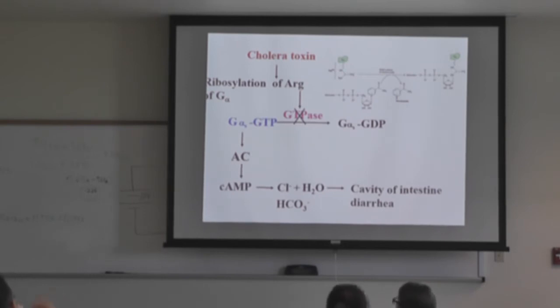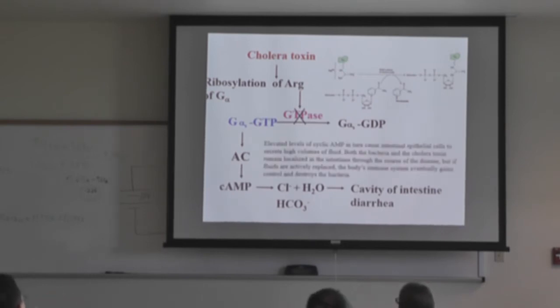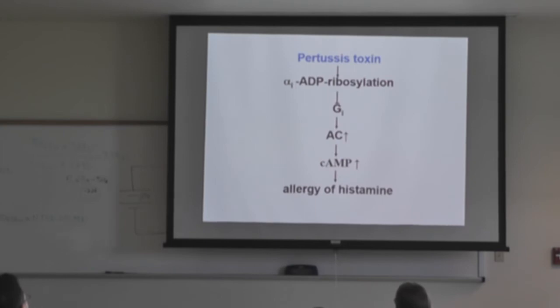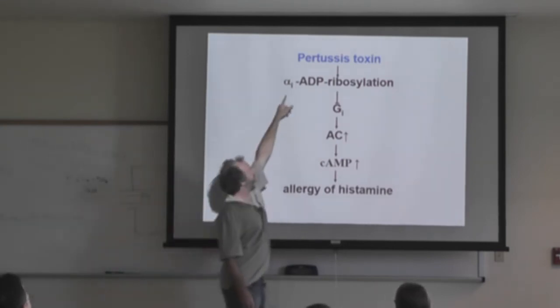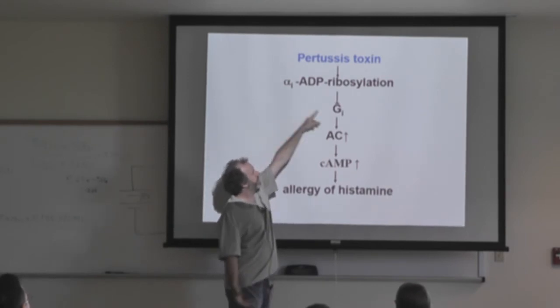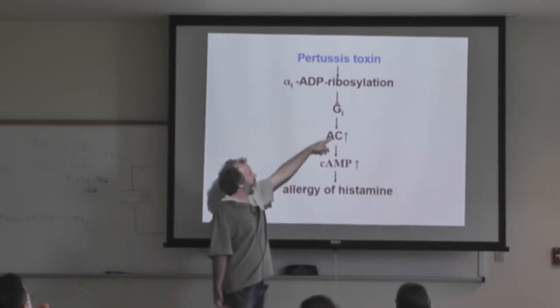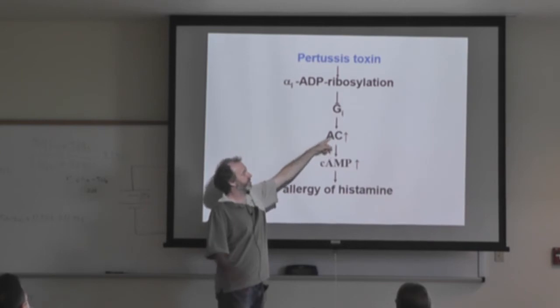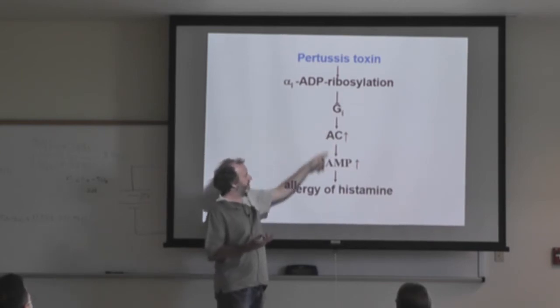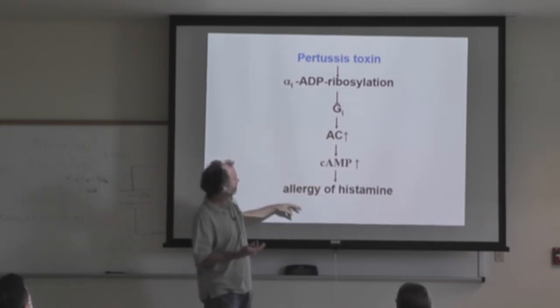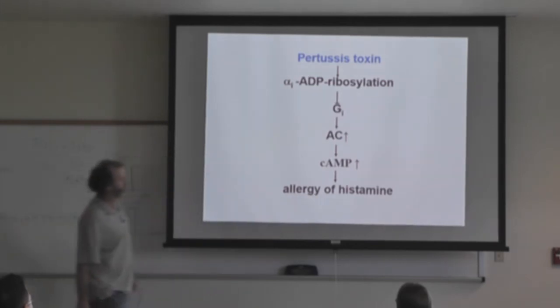That's part of what you get, the dehydration. Likewise, pertussis toxin ribosylates an alpha inhibitory domain. So this is an inhibitory G protein, which blocks the inhibitory domain and increases adenylyl cyclase again. Increased cyclic AMP results in that histamine reaction.